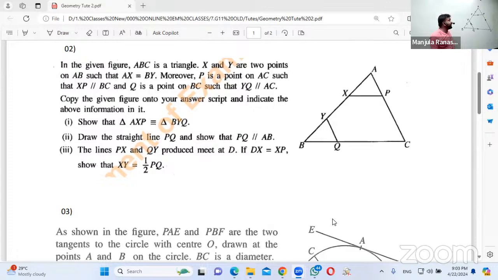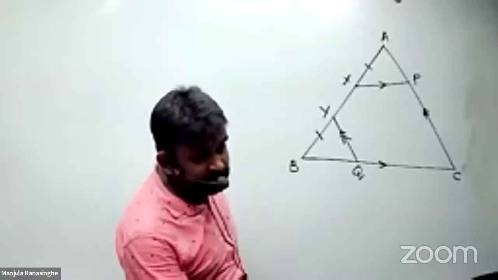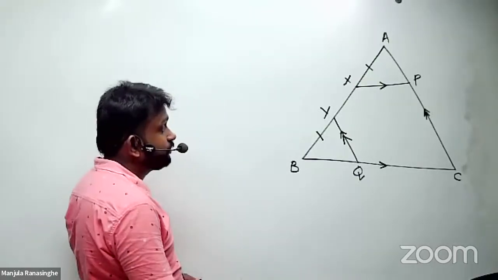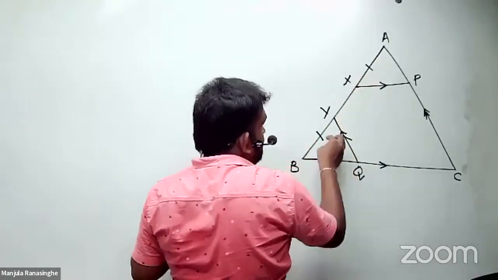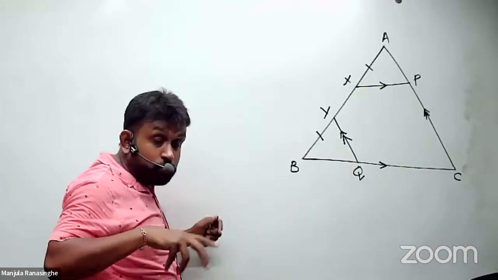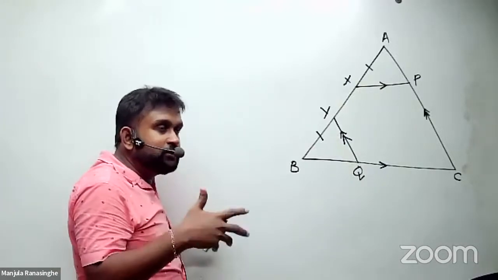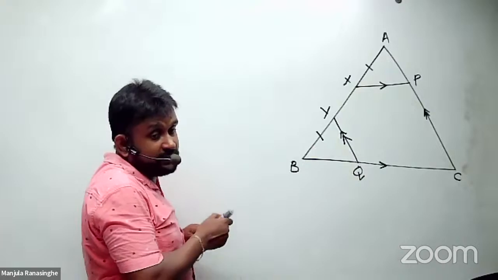Show that triangle AXP is congruent with BYQ. Right. In the first part, we have to prove that both triangles are congruent triangles. See there, this triangle and this triangle. Before doing the congruency, see whether you can establish the congruence without writing anything.